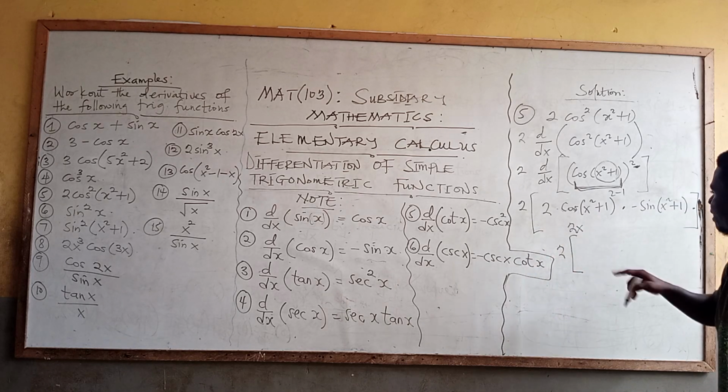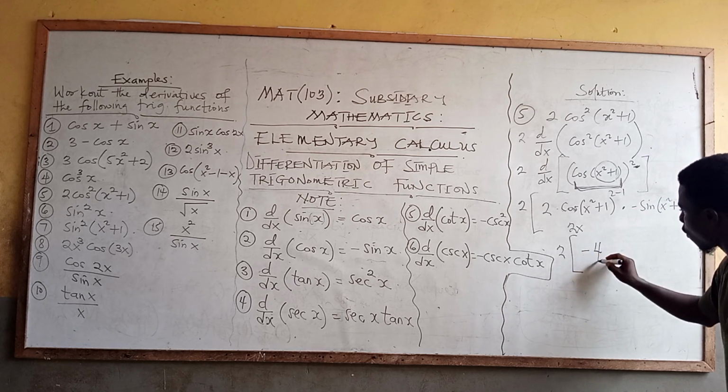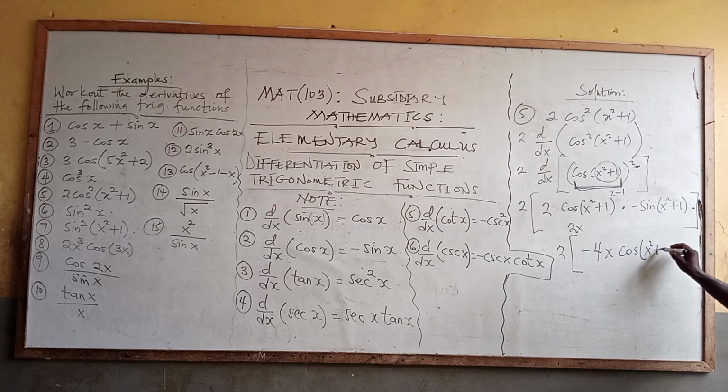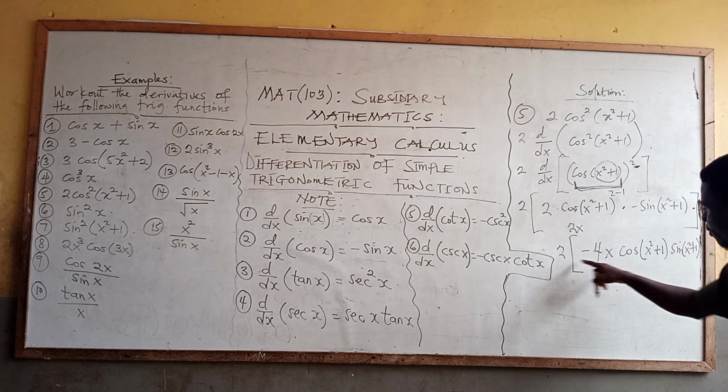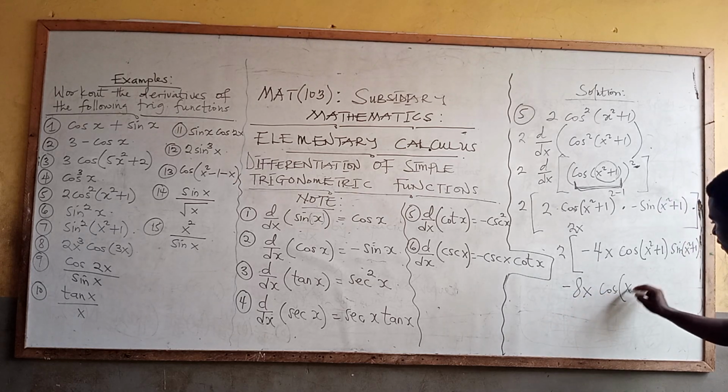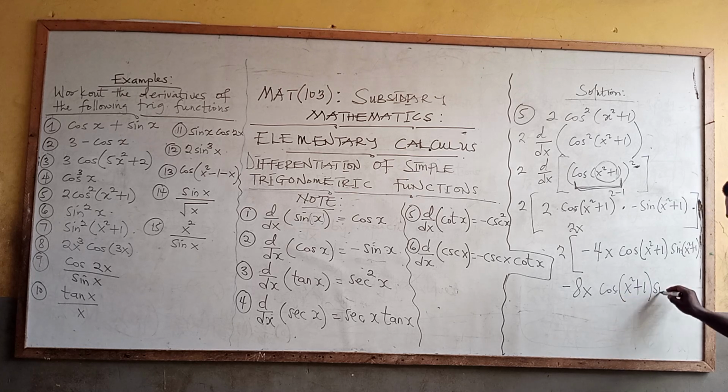Now 2 times 2x, then our negative, we get negative 4x. Then I have my cos x squared plus 1. We subtract to get 1. Then sine x squared plus 1. So now we can multiply. So we get negative 8x cos x squared plus 1 sine x squared plus 1. So this is our answer. So don't forget, it's very, very simple and very, very trivial as well. Let's move on to the next question.